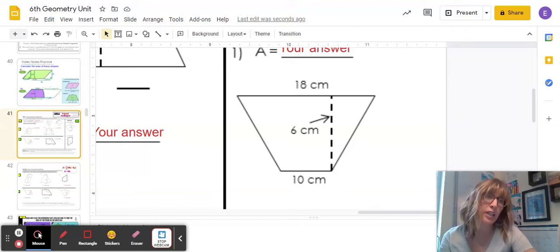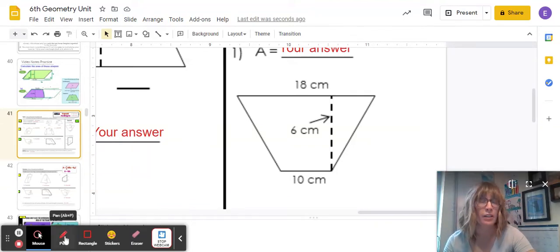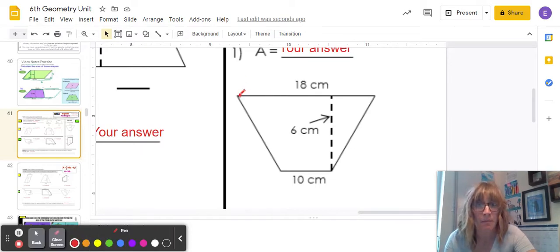So we're going to do another example here on finding the area of a trapezoid. This shape here has a base 1 of 18 centimeters, the other base 2 of 10, and it's given us a height of 6.